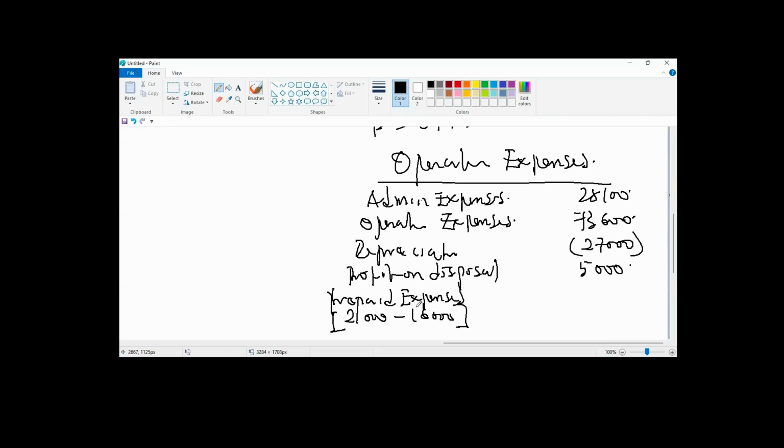If I interpret it in indirect, it's an outflow. For direct, it's an inflow. 5,000. That is the end.